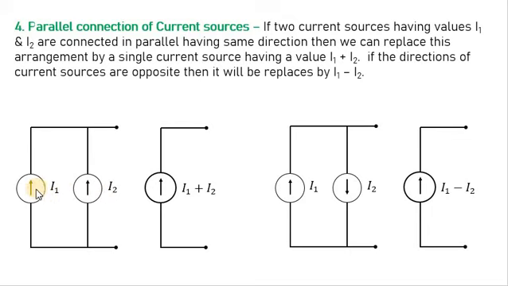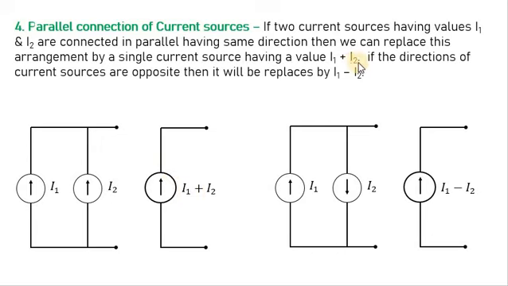So this I1 is delivering some current. This second current source is also delivering some current. So at this point here, the addition of both of these currents is reaching, right? So what I can do is replace this whole arrangement by a single current source which has the value I1 plus I2. So that will be the same thing.